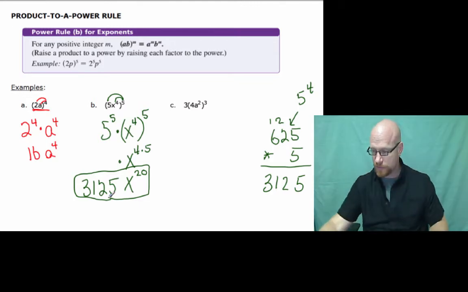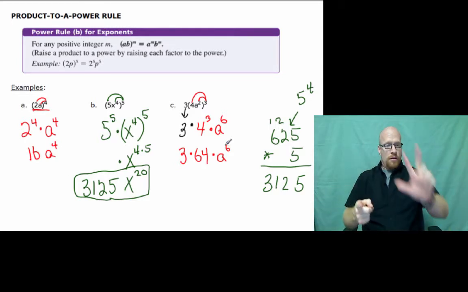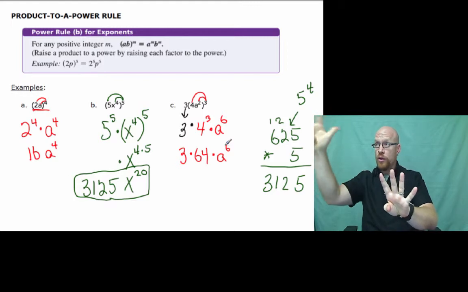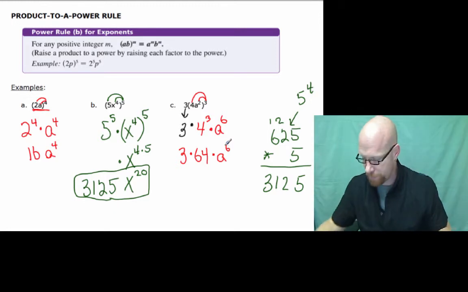Now example C is still a little different again. We had 3 multiply the quantity 4a squared, raised to a power. So the third power goes to the 4. So 4 cubed, and then we have a squared times 3, another power there. It's a to the 6th.